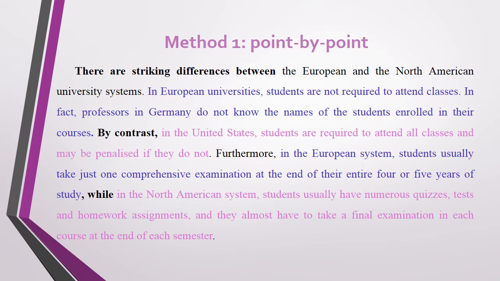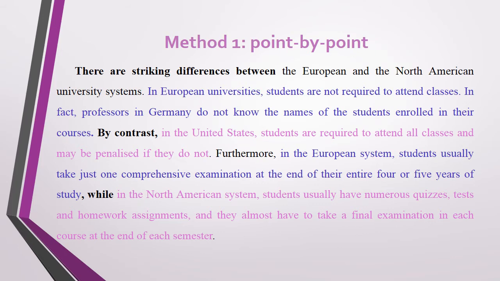Let's read. In European universities, students are not required to attend classes. In fact, professors in Germany do not know the names of the students enrolled in their courses. By contrast, in the United States, students are required to attend all classes and may be penalized if they do not. The first feature which is discussed here is class attendance. When class attendance is discussed, both subjects are mentioned and the difference between them is shown.